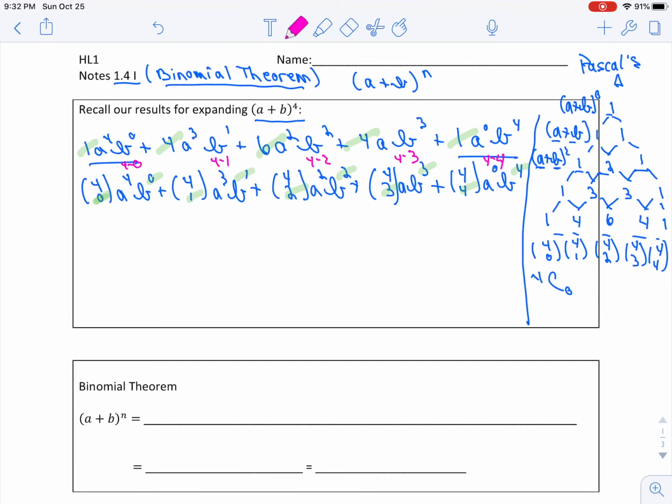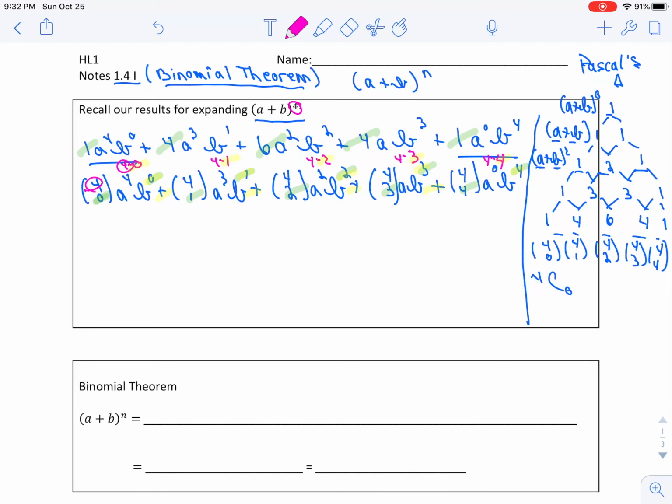So notice that the number that's here matches the power, and then these match. All right, we can see the 0 matching this, the 1 matching this, the 2 matching this, the 3's match, and the 4's match. And we have a summation here. And so we can write this in summation notation, and it will look like this.